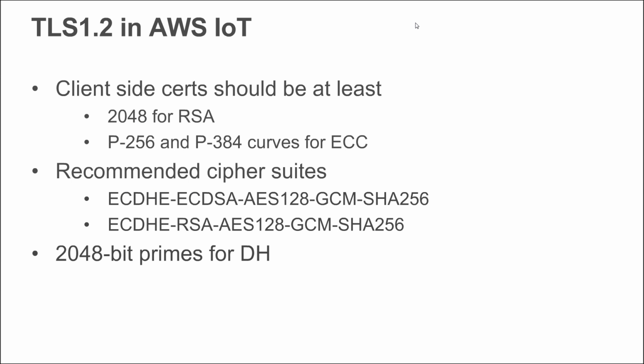In AWS, IoT only supports TLS 1.2. The client-side certificates have to be of a certain strength. You can't use a 1024 anymore. 2048 is required for RSA. For the elliptic curves, we use the strongest curves. We also have recommended cipher suites. There is actually a fuller list of cipher suites that are supported.